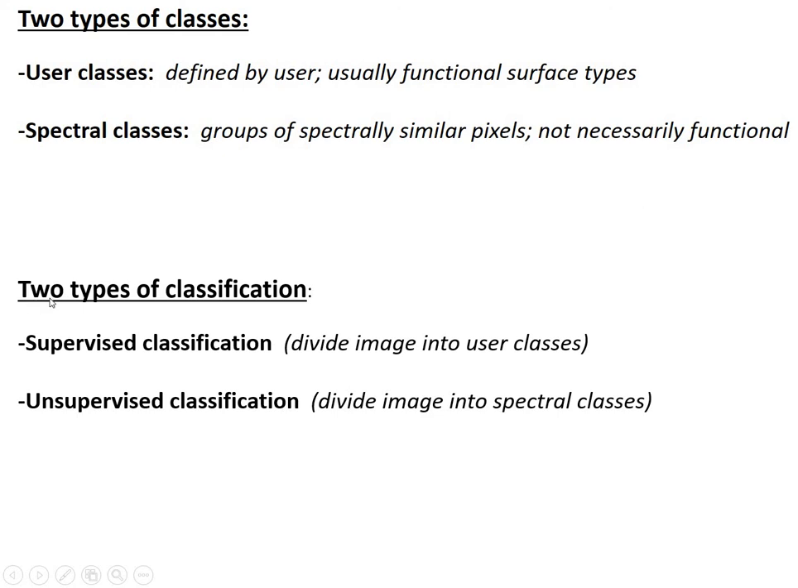And I'll also say there's two types of classification. Supervised, that we're about to talk about today, where we're going to divide the image into these user classes, okay? And in the next video, we'll talk about unsupervised classification, where we'd be dividing the image into spectral classes. So tune in for that if you're interested.